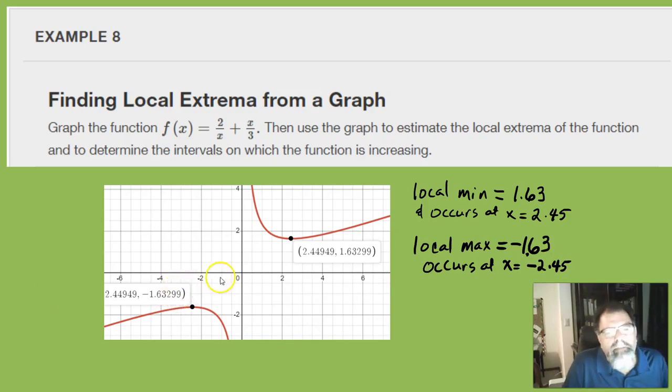Remember, on the tests, you won't be able to use a graphing calculator. So if I give you a question like this with something that I don't expect you to know how to graph quite yet, I'll give you the picture of the graph if I put it on the test.